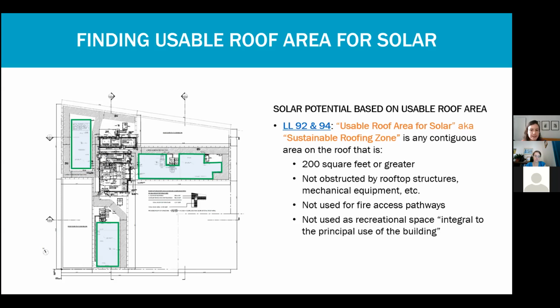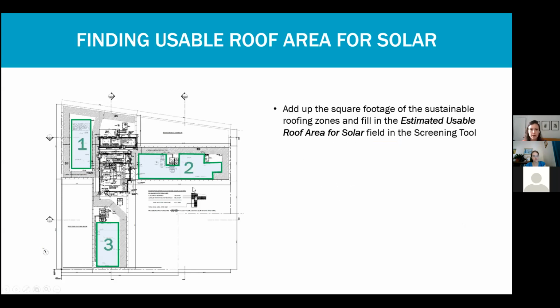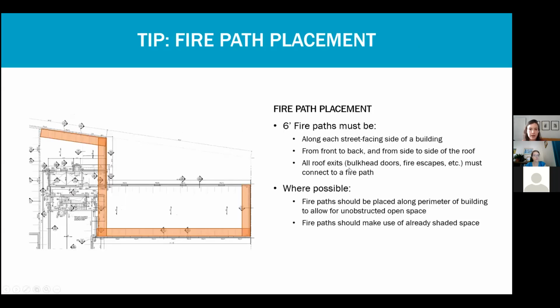If it's early enough in the design, there's still time to make changes that could really significantly impact the outcome of the solar design. And once you have the areas drawn out, add them all together, and that's the number you're going to use for the estimated usable roof area for solar on the building inputs page.